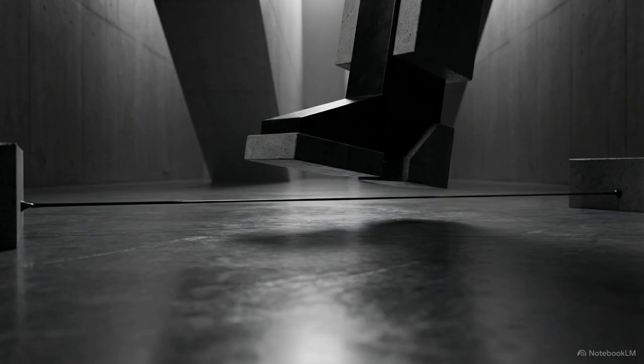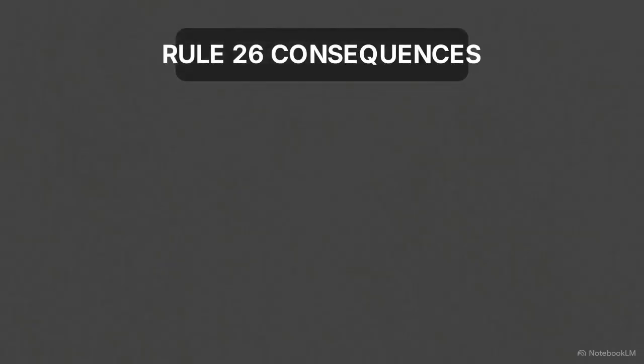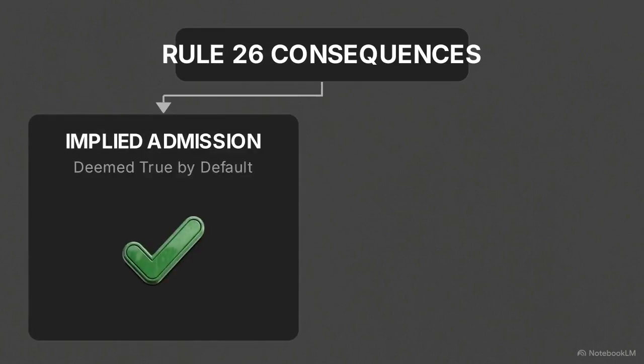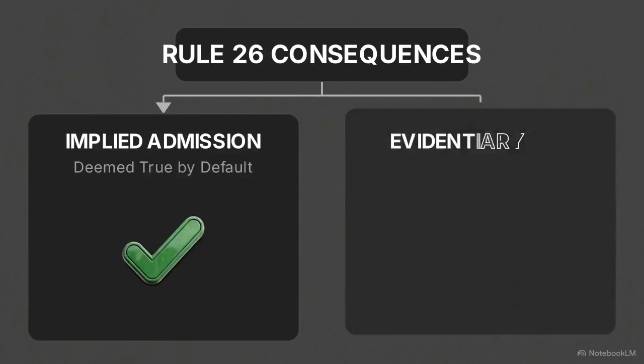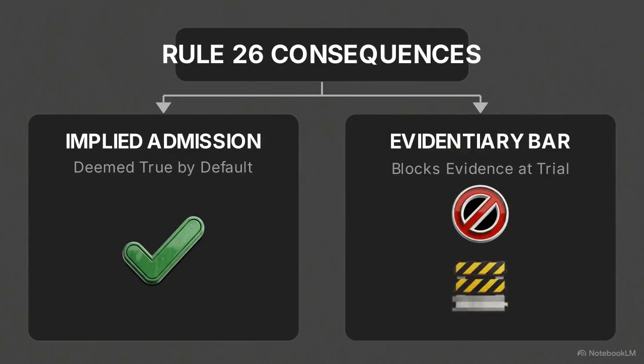Examiners heavily test Rule 26 because its simple premise hides highly specific procedural tripwires that can instantly collapse a case. Specifically, the rule establishes two primary consequences: the implied admission, which deems a fact true by default, and the evidentiary bar, which blocks a party from presenting evidence at trial.